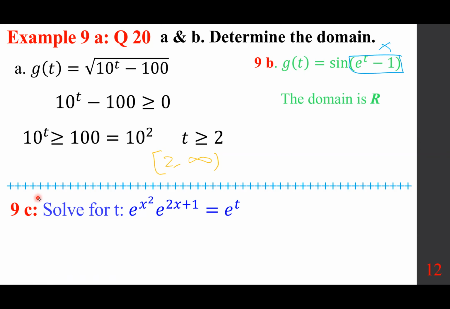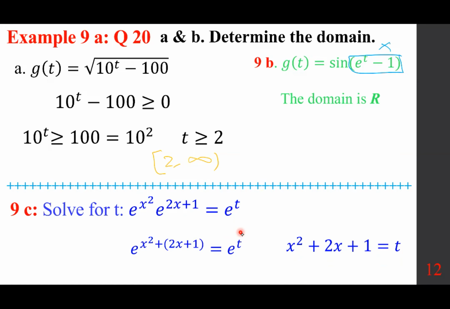We want to solve for t, and we notice on the left side, e to the power of x squared is being multiplied by e to the power of 2x plus 1, and you can use the product rule, which means on the left side you can add up the exponents. They both have the base e, so this must be equal to t. And believe it or not, you're done. So t is the sum of x squared, 2x, and 1. That's basically what happens in this example.